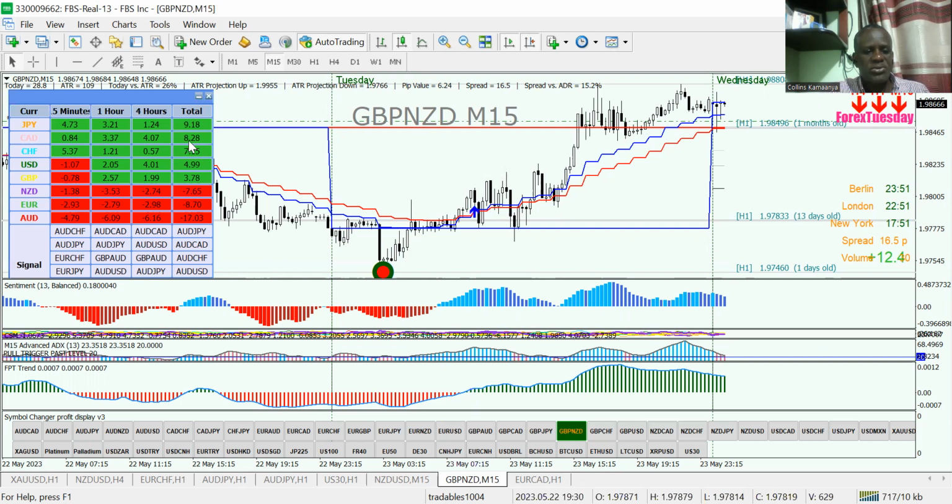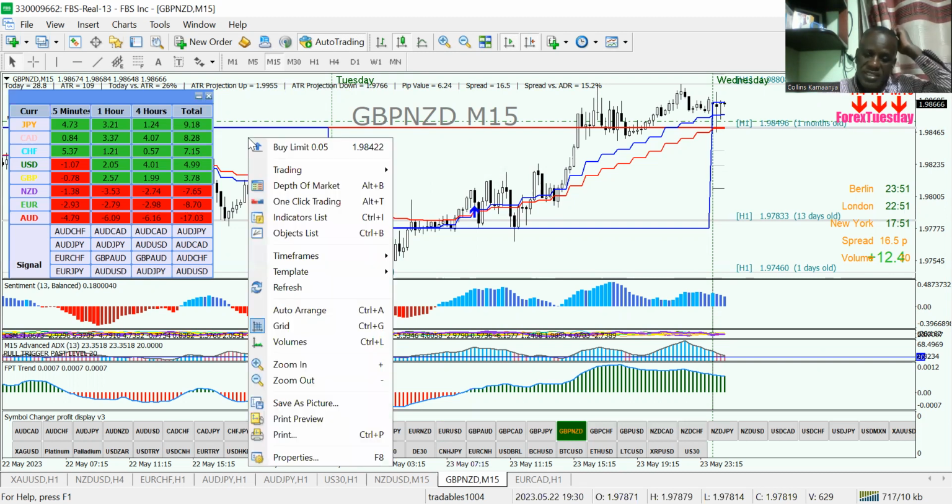Number 2, go to the time frame, the currency meter. Now my currency meter has 3 columns, like I said earlier. The first column has the pairs: JPY, CAD, CHF, GBP, USD, NZD, Euro, and AUD. Then the 15-minute, then 1 hour, then 4 hours, then the summation of all.